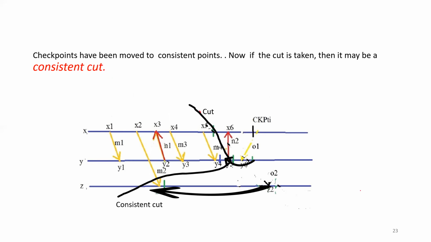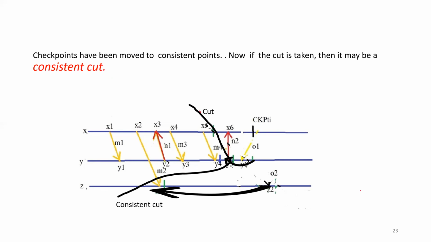The checkpoints can be moved to consistent points. Now, if the cut is taken, then it may be a consistent one. So ignore the previous cut. Now take the new cut. The new cut is like that. See the diagram. The new cut line is the black color line. In this diagram, all the sources of messages are inside the cut line, that is, left side of the cut line. So this cut line is a consistent one.